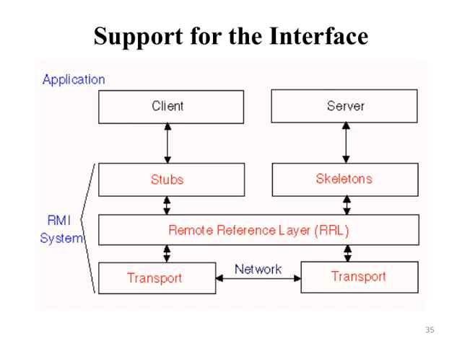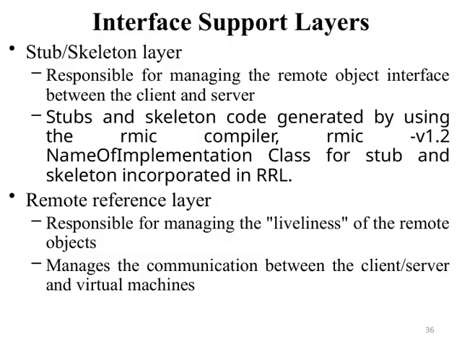So, in essence, strong interface support bridges the gap between technology and user, making the entire experience more seamless and effective. Let's take a closer look at the interface support layers. First, we have the stub or skeleton layer. This layer is responsible for managing the remote object interface between the client and the server. Essentially, it acts as a bridge, ensuring that method calls on the client side are correctly routed to the server.